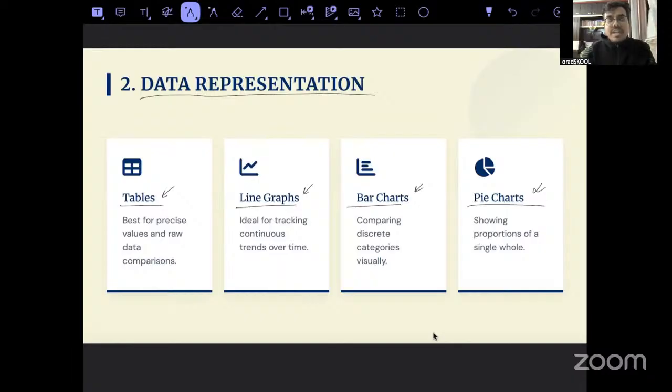Also, these are not just four ways, there are many other ways, like scatter plots, bubble plots, and many more, but these are the major ones to make you understand how to represent data and how to interpret it going forward.